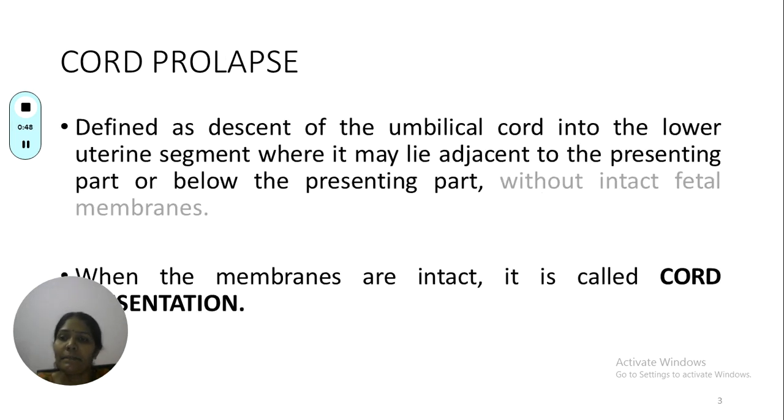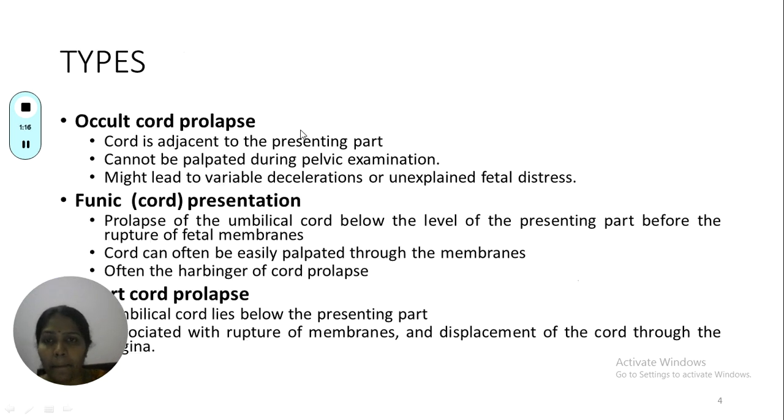So what is cord prolapse? It is defined as descent of the umbilical cord into the lower uterine segment, where it may lie adjacent to the presenting part or below the presenting part, with or without intact fetal membranes. So the membranes are ruptured and the cord is either beside or below the presenting part. When the membranes are intact, it is called cord presentation.